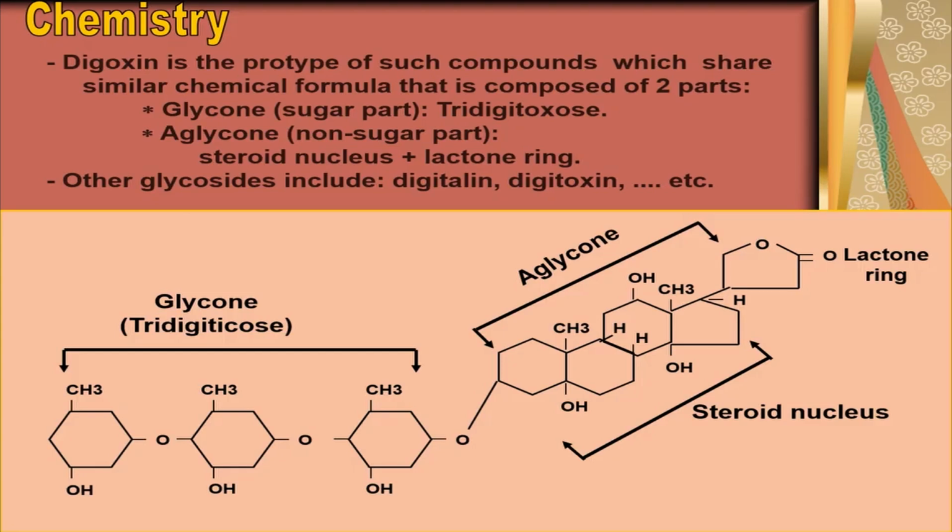Anyhow, what you have to know is that interruption of the glycon part will result in a different chemical with different pharmacokinetic effect, and substitution of any chemical group at the lactone ring or position of the lactone ring attached to the steroid nucleus will change the pharmacodynamic effects. That's what you have to know about the chemistry of such compounds.